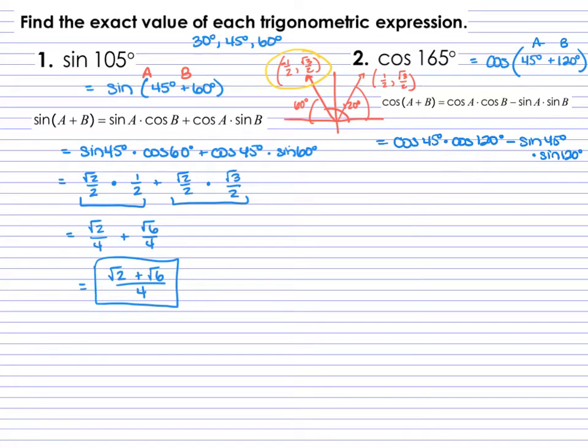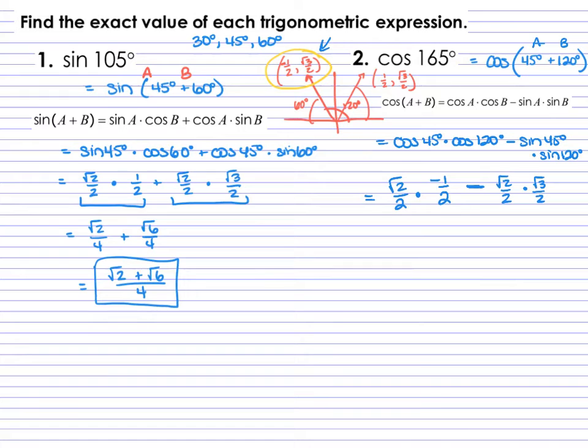Running out of room. All right, so cosine of 45 degrees, we said that that's the x value. That's going to be the square root of 2 over 2, times the cosine of 120. Well, I already did the work. I can look right up at that coordinate that I found before. The cosine is the x value, so it's going to be negative 1/2. Now in this case, it's minus for the sum of the cosines here. So we've got minus the sine of 45, which is also the square root of 2 over 2, times the sine of 120, which we figured out was the square root of 3 over 2.